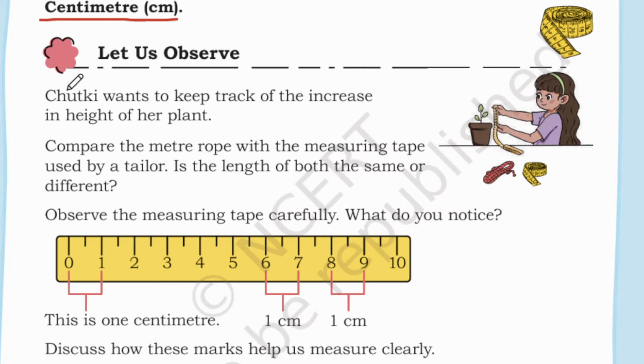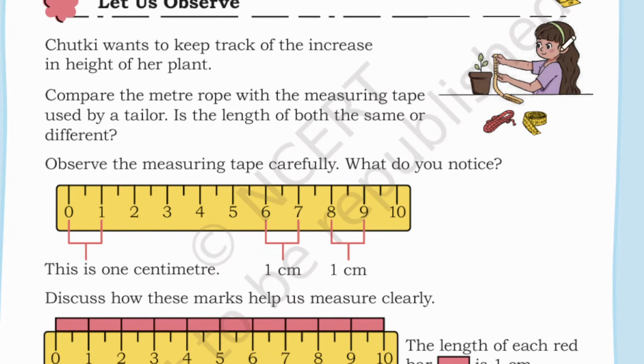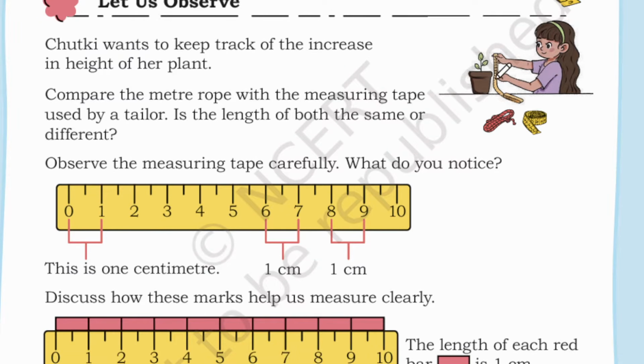Chutki wants to keep track of the increase in height of her plant. So she is Chutki. What is she doing? She is measuring the height of the plant day by day. Compare the meter rope with the measuring tape used by a tailor. Is the length of both the same or different? So what we have to do, you can use the measuring tape.